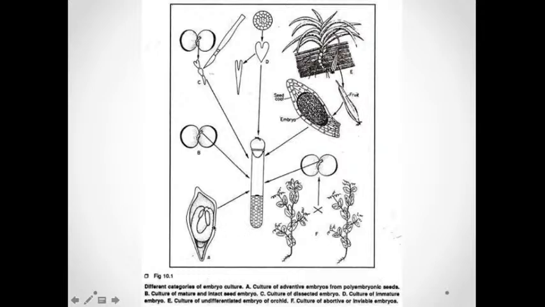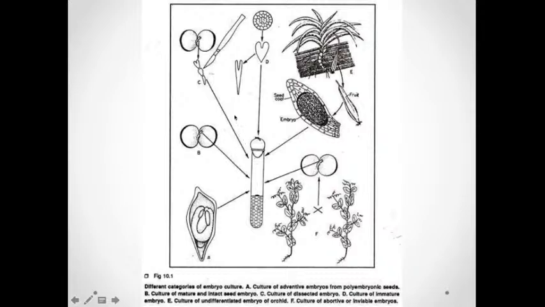So this shows you different categories of embryo culture. In case A, it's shown as a culture of adventitious embryos from polyembryonic seeds. From the polyembryonic seeds, they remove the adventitious embryos and grow them in test tubes. Case B is the culture of mature and intact seed embryos. From the seed they take the embryo, like in the case of soybean seeds that we saw on the first day of our lecture.